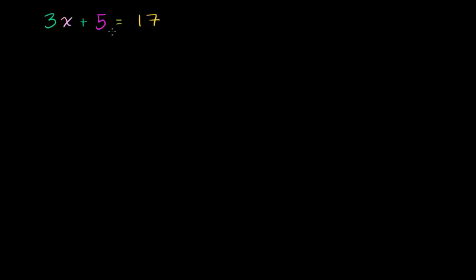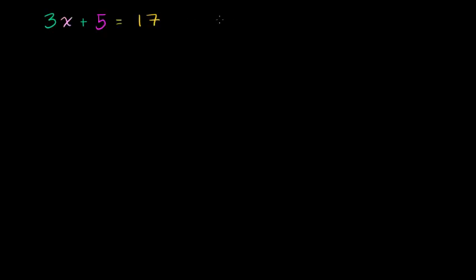If it was just 3x is equal to 17, you could divide both sides by 3 and you would get your answer. But now this 5 seems to mess things up a little bit. Now before we even solve it, let's think about what it's saying. Let's solve it kind of in a tangible way, and then we'll solve it using operations that hopefully will make sense after that.